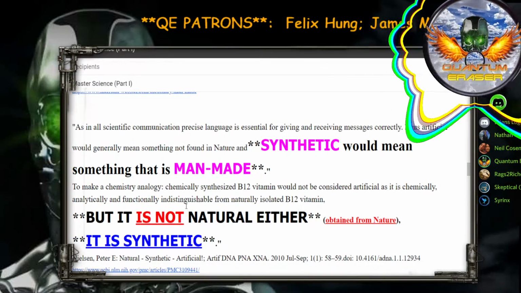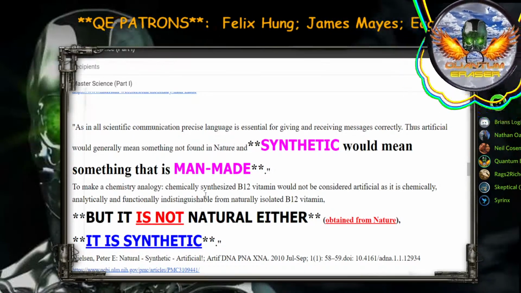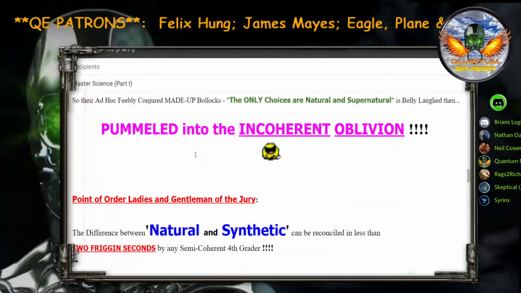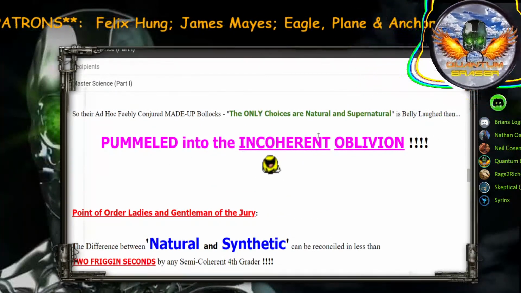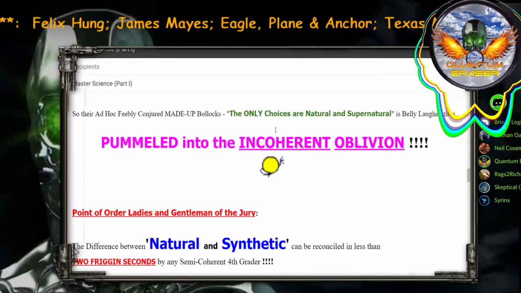Turn out the lights, the party's over with your little games. It's over right here. So, their ad hoc, feebly conjured, made-up bollocks, that the only choices are natural and supernatural, is belly laughed and pummeled into oblivion.